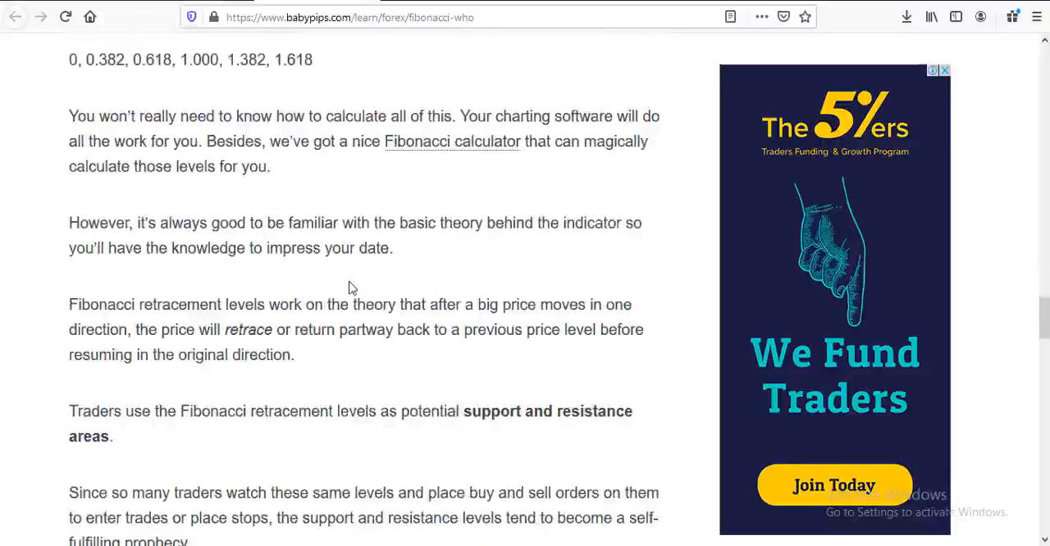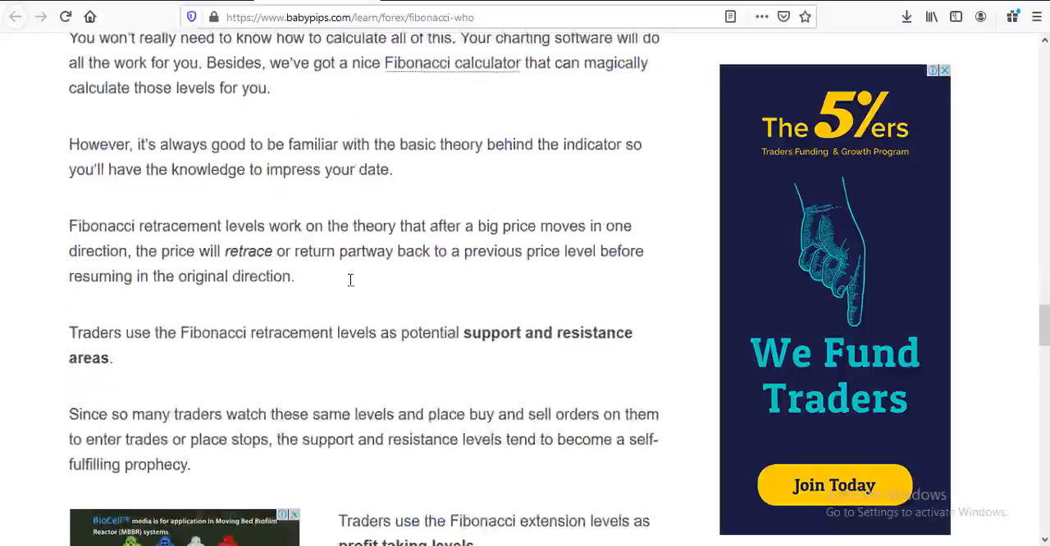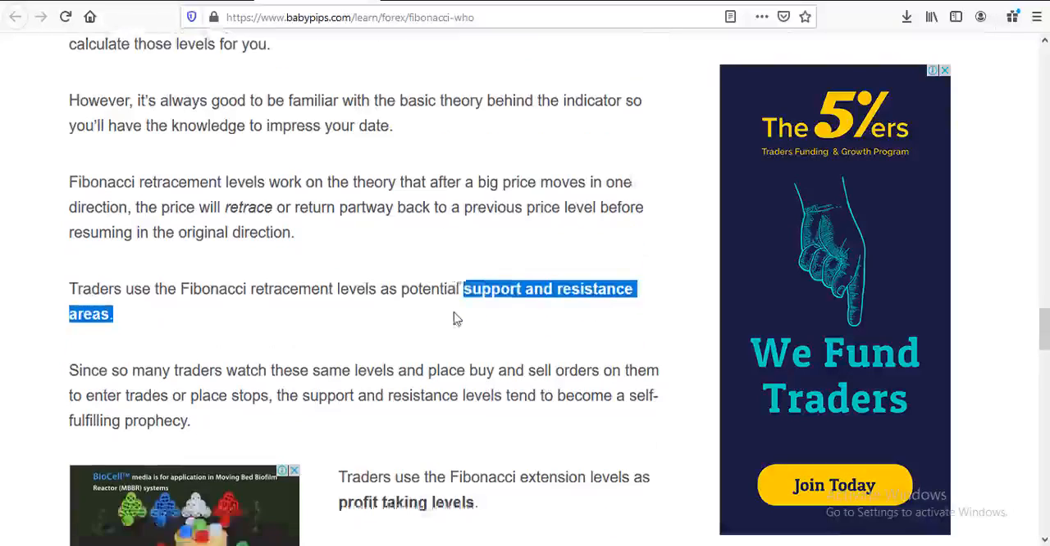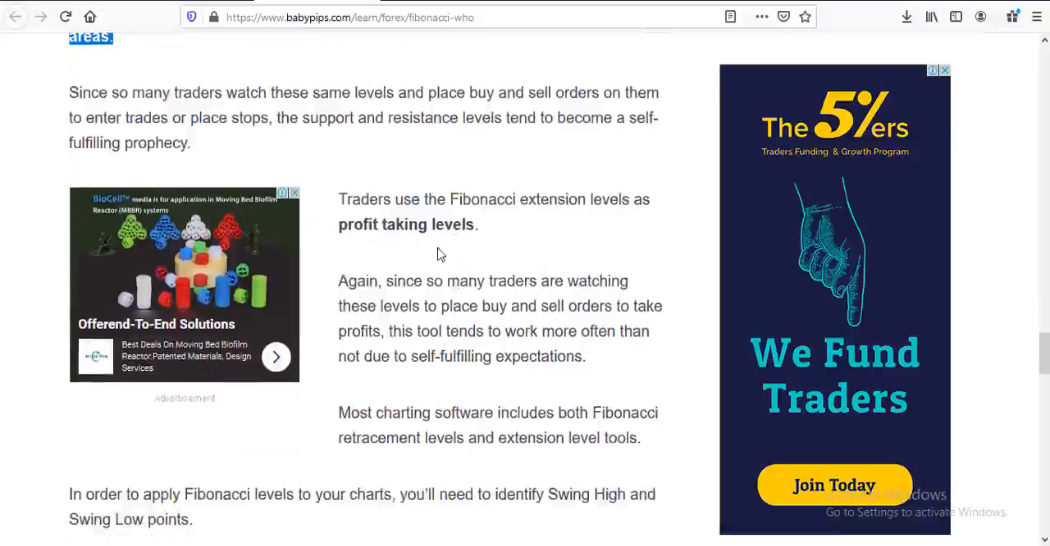What is important here is that you don't need to know how to calculate these extension and retracement levels, because they have automatically been calculated and programmed into your charting software, that is your MT4. However, what you should know is that many traders use these levels to determine where price will probably move to. With retracement levels, where price will probably retrace to before continuation, and they use the extension levels to determine where price will move to in order to take profit. So traders have been using these levels as potential support and resistance areas, and also levels for taking profit, like we have just said.